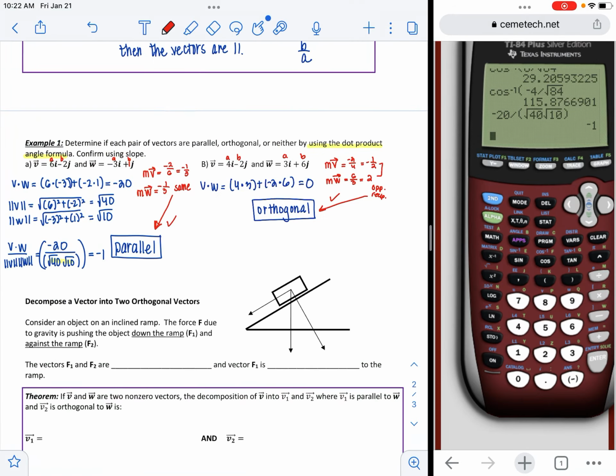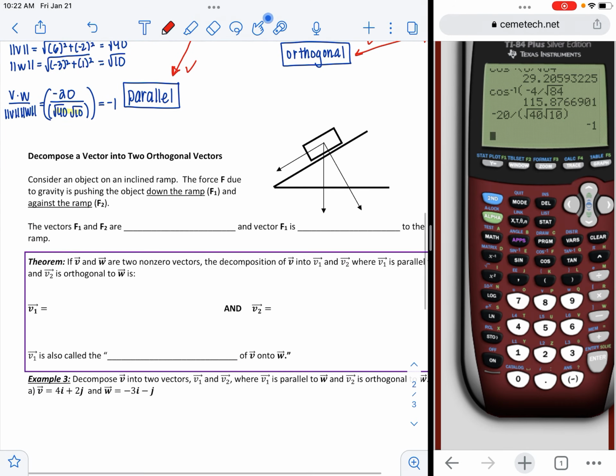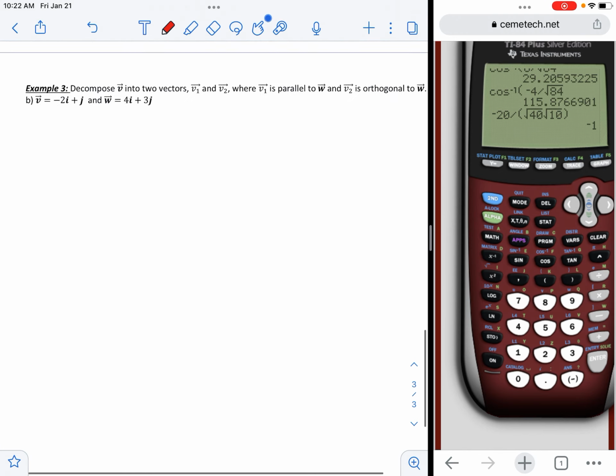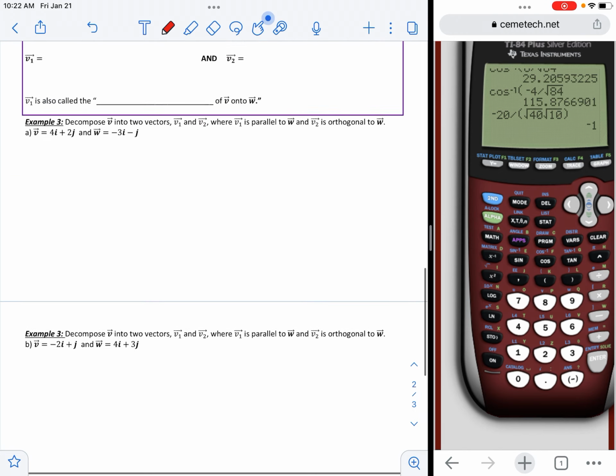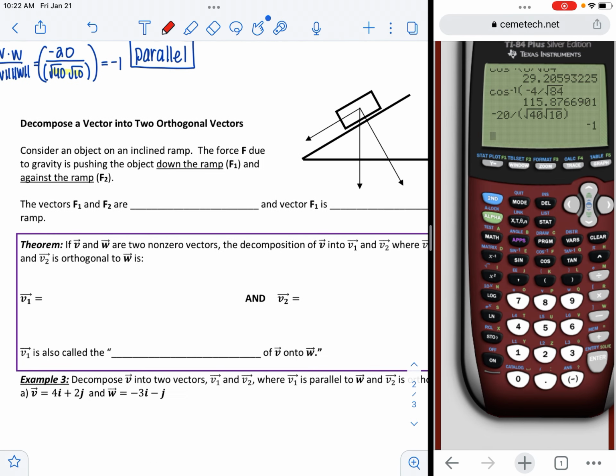Okay, last thing that we are going to talk about on these notes, and if you look at my notes key, they are longer than this. There is another topic after this, but I made the decision that we're not going to do that. So this next topic is decomposing a vector into 2 orthogonal vectors. Basically, you're going to have an object on a ramp and it's moving down the ramp.